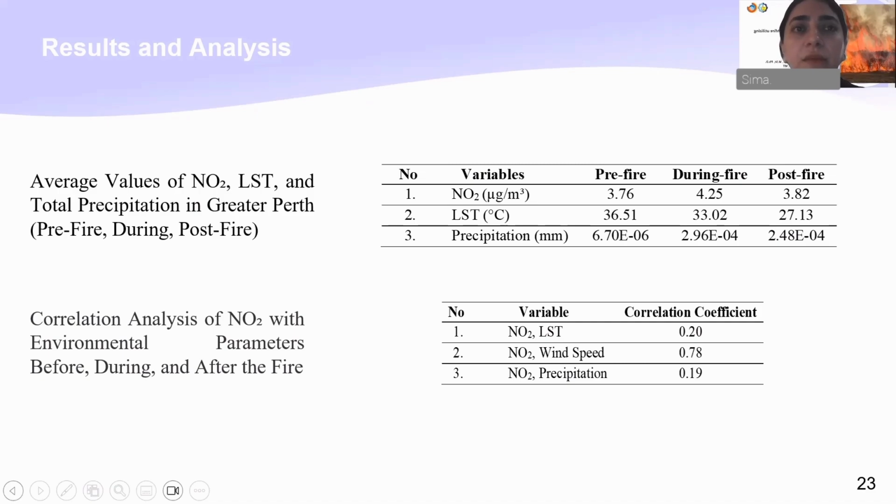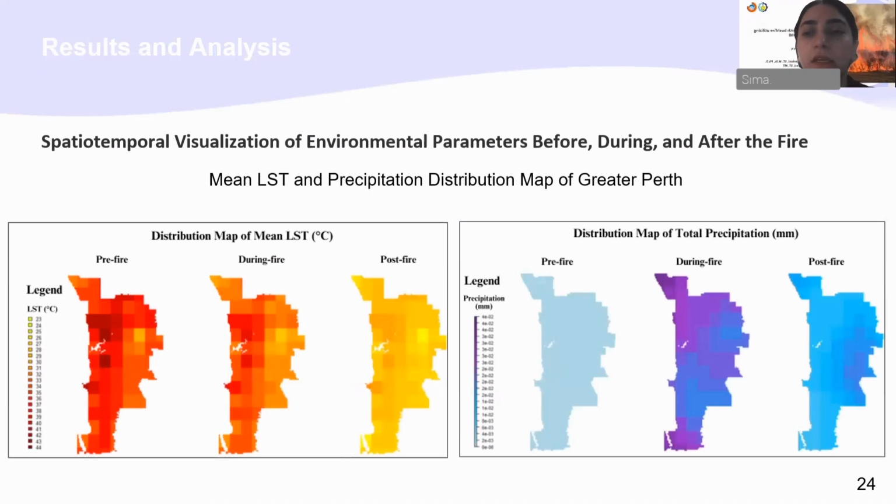This can create a complex interplay where increased precipitation might contribute to higher observed nitrogen dioxide levels in the short term. Although overall, it still plays a role in cleansing the atmosphere over time. LST and precipitation distribution maps are shown in here. The LST maps revealed interesting patterns associated with the fire event.